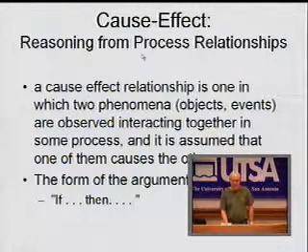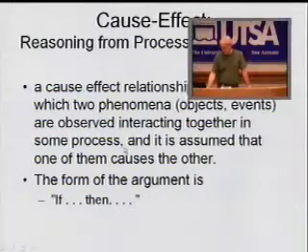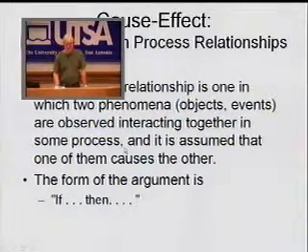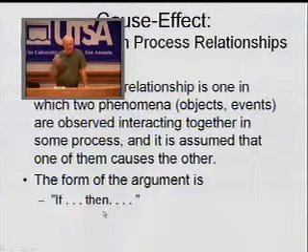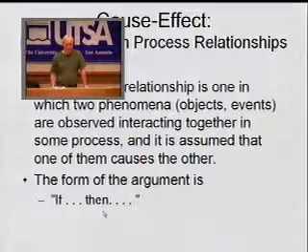So, reasoning from process relationships. A cause-effect relationship is one in which two phenomena, objects, events, are observed interacting together in some process, and it is assumed that one of them causes the other. So it's a simple statement. We all know that. And the form of the argument is if-then. If I manipulate or alter my independent variable in this way, then my dependent variable will change in that way.